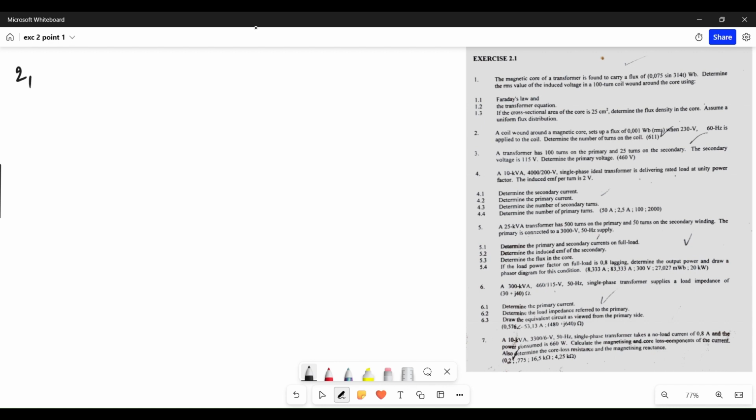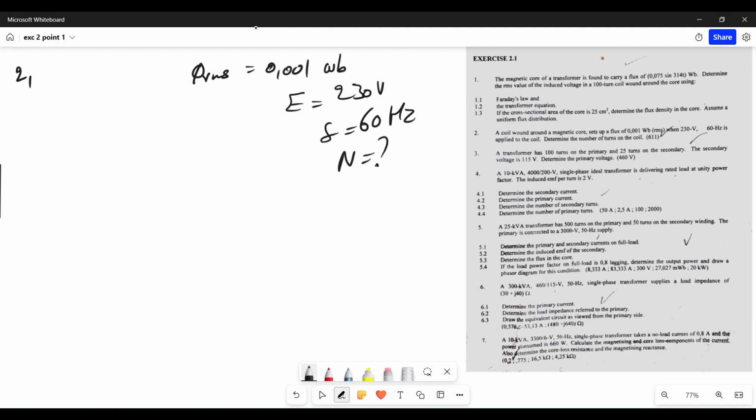Like I said, always write down what you're given. So we're given flux RMS is equals to 0.001 Weber. We're given E is equals to 230 volts. Given frequency is 60 Hz. So we're looking for the number of turns. This looks easy to answer with the transformer equation.